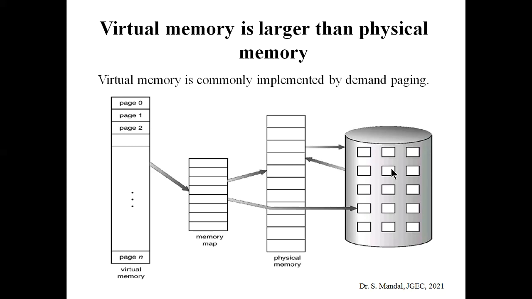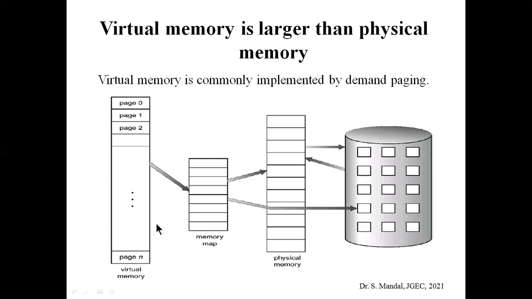So here you can see this is the block diagram or schematic view that indicates that virtual memory is larger than the physical memory. You can see that all the processes are being divided into n number of pages, page 0, page 1, page 2. And you can see that the size of the pages is quite larger than the actual physical memory. So basically these processes or pages are loaded into the secondary memory location.